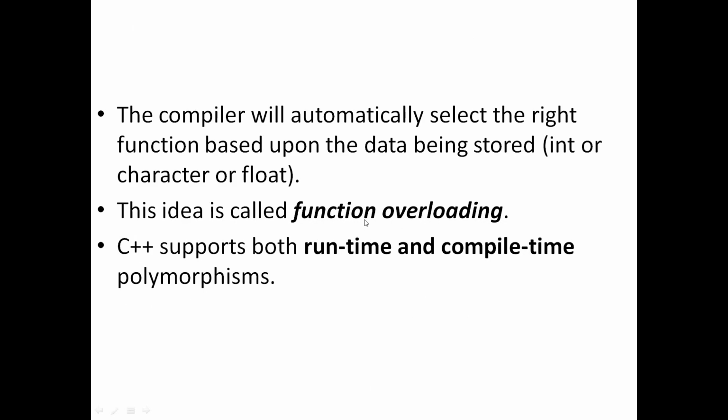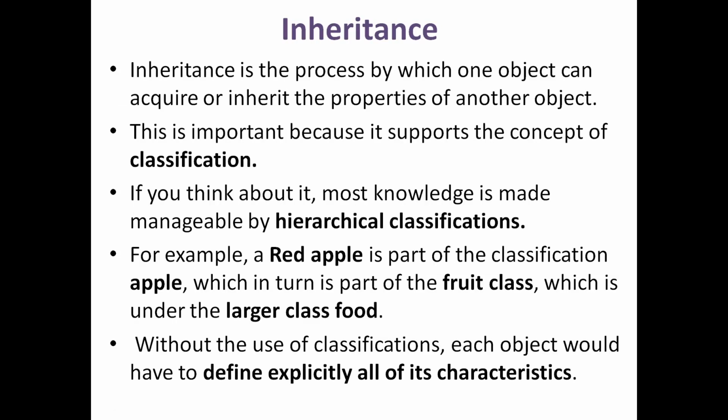We will discuss function overloading and polymorphism in detail later in our syllabus. In C++, there is support for runtime polymorphism and compile time polymorphism. What we just discussed is a type of compile time polymorphism, but there is also another type called runtime polymorphism. We will be discussing that concept later. This is about polymorphism. Next concept of OOPS is inheritance.